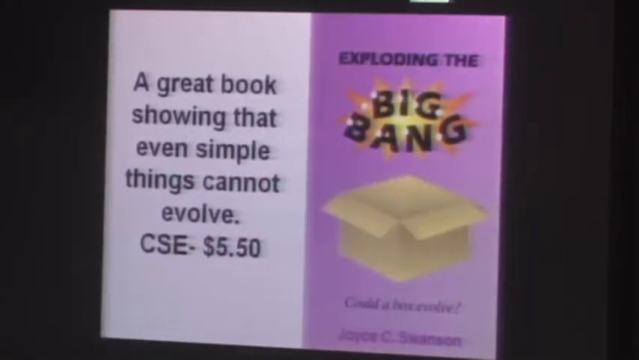It's a lie. Nothing this small and complex could have happened by chance. This is a great book that we sell in our bookstore. Just simple illustrations. Could a box evolve? Could an ink pen evolve? Could a paperclip evolve? It just goes through a bunch of simple things and show it just can't happen, okay?